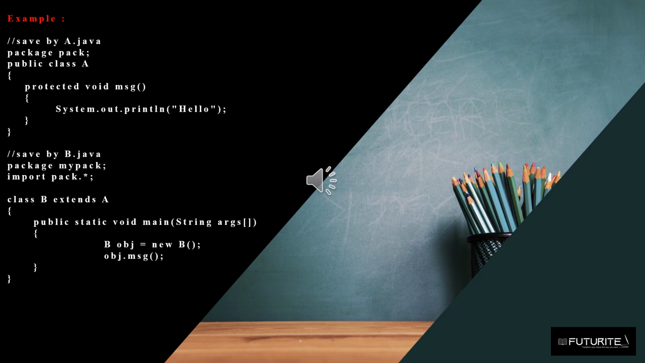So whenever we are going to access any member of class A from class B, that is from outside the pack package, we have to extend class A, that is inherit class A. So that is the reason why class B is inheriting class A. Here we are creating an object of class B, obj, and through that object we are accessing the MSG method of class A. Now let me make you understand one important thing.